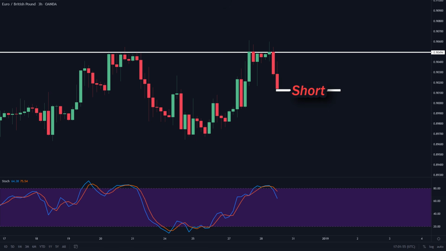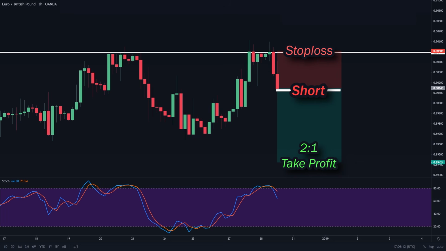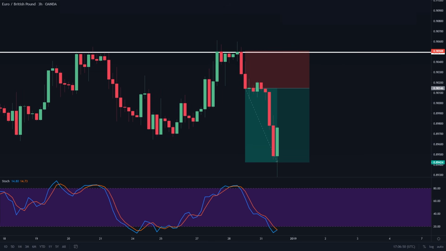And just in case the trade fails, we need to have our exit strategy ready. So for our stop loss, we can place it slightly above the key level and set your profit target at 2 times the risk. And as you can see, this trade ended up being profitable.